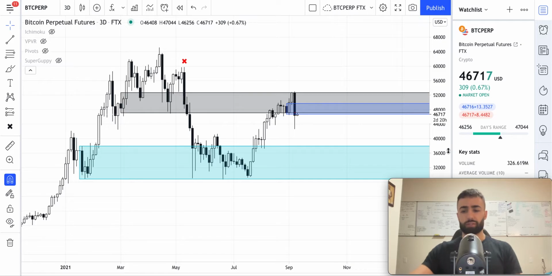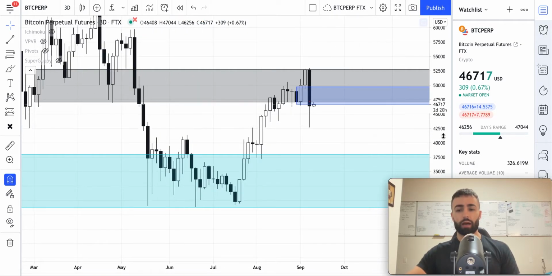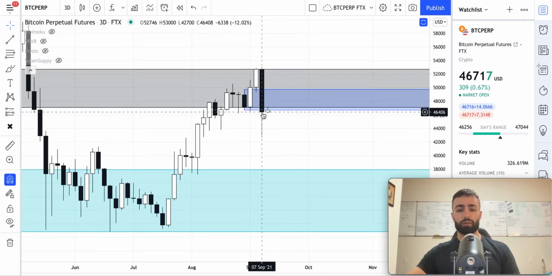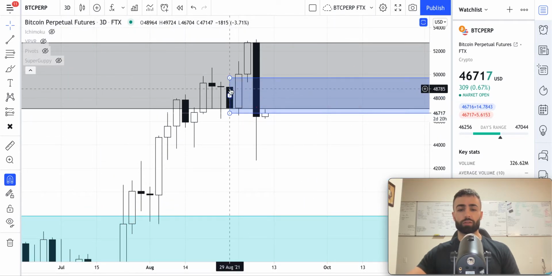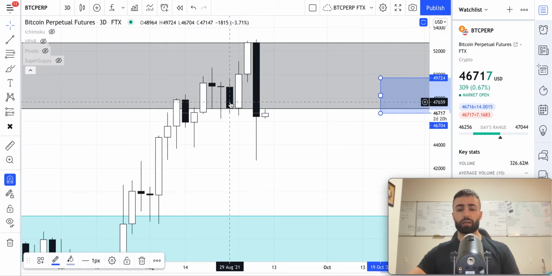So from a 3-day perspective, the bulls did not get the candle close that they wanted out of this last 3-day candle that closed today. So this candlestick right here, you can see if we look closely, it closed below this blue level, which is this candlestick right here on the 3-day time frame. Now, why is this candlestick important?